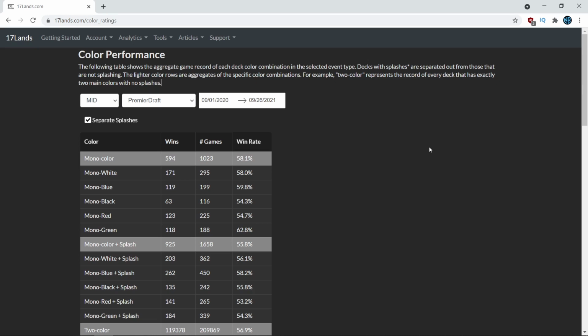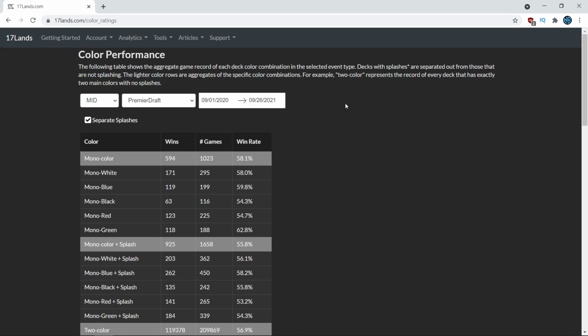Basically, this section of the website is accessed by going to Analytics and then Format Color Rankings. And if you've never seen 17lands.com before, it is basically a website where users can download the app so that it can track their own draft data, and then it aggregates all of that data into one site so that they have a large enough sample size to actually get some cool information about the format. So if you're interested, you can check it out. You can just look at 17lands.com.